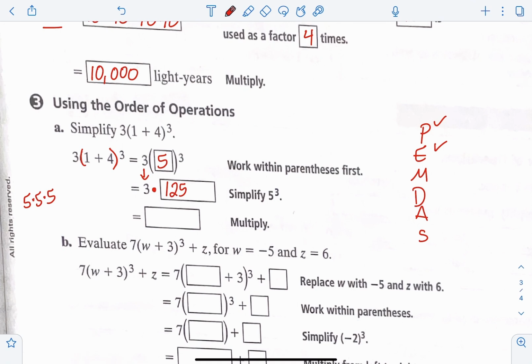Then the final step is just doing that multiplication, right? Because that's the next thing on our list, and that's all we have left. So 3 times 125 is just going to be 375. And that's our final answer. When it says simplify 5 to the 3rd, they mean do the math. Multiply it out and figure out what that means. That's what they mean when they say simplify.